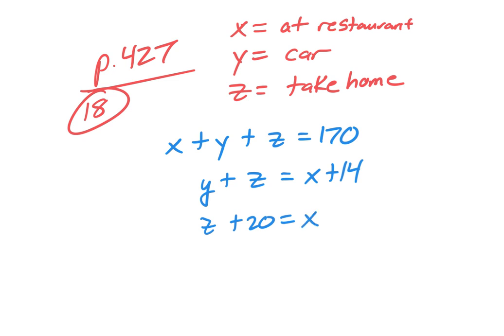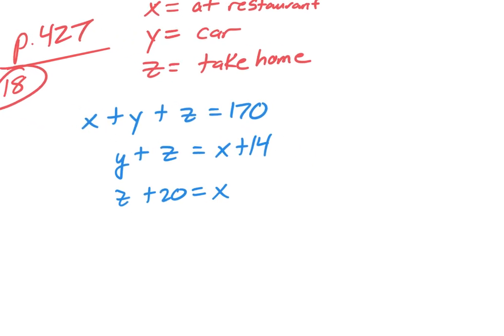Twenty more meals will be eaten in the restaurant than at home. Okay. Make sure I read that right. 20 more restaurant purchased meals will be eaten in a restaurant than at home. Okay. So that's my three equations.